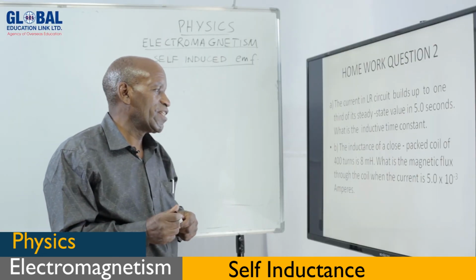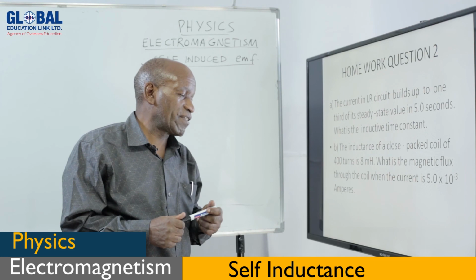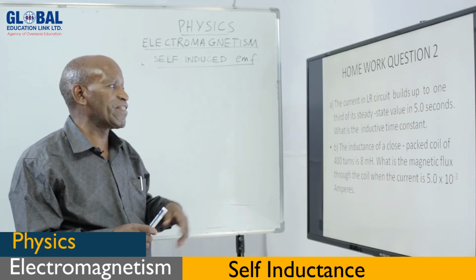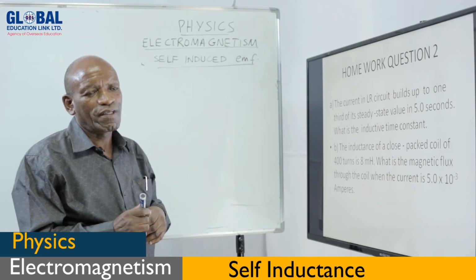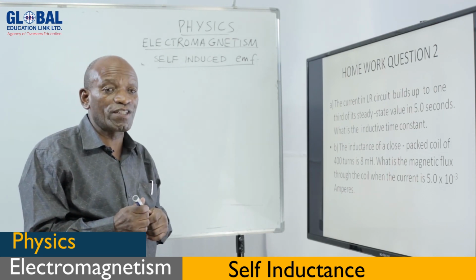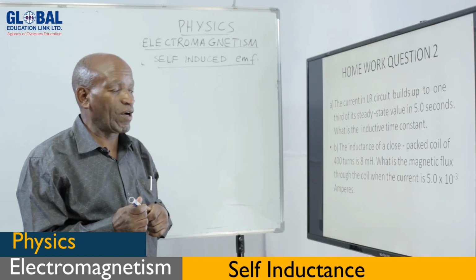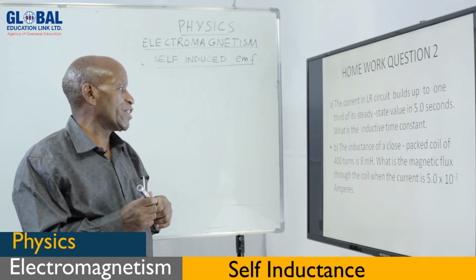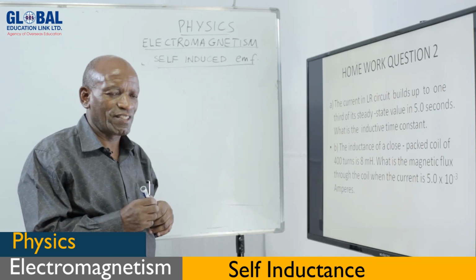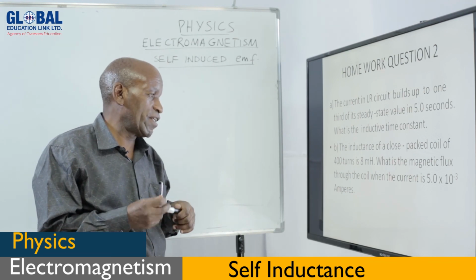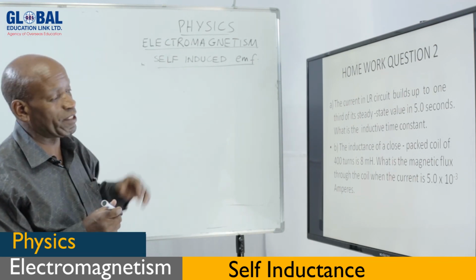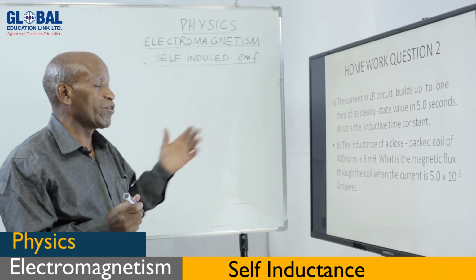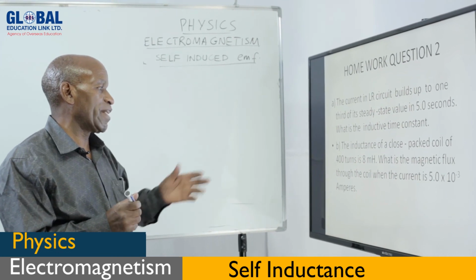For the first question, remember this is the circuit that contains an inductor and a resistor. As we have already seen from the first model question we solved, you need to refer to that particular formula to determine the inductive time constant, which is equal to L over R. Through that, you can compute and obtain the inductive time constant.